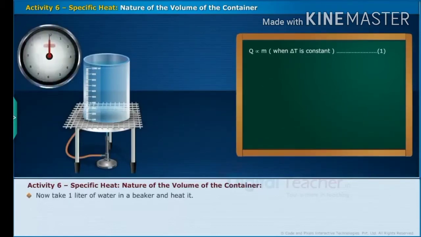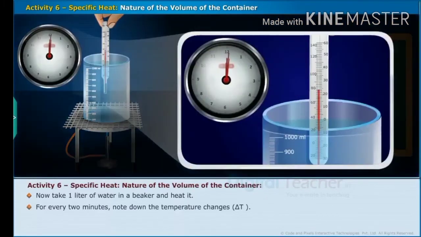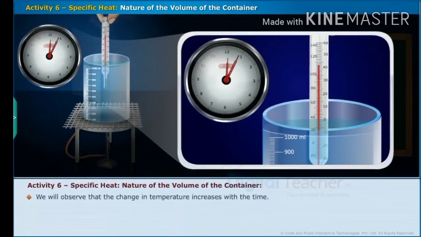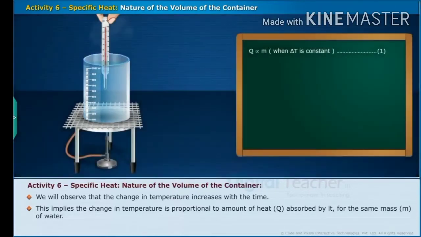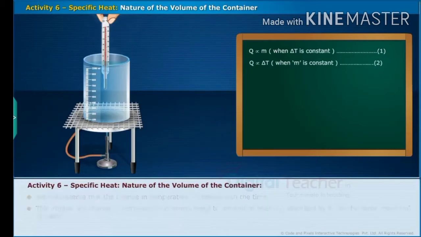Now, take 1 liter of water in a beaker and heat it. For every 2 minutes, note down the temperature changes delta T. We will observe that the change in temperature increases with the time. This implies the change in temperature is proportional to amount of heat Q absorbed by it for the same mass m of water. Q directly proportional to delta T when m is constant. Consider it as equation 2.